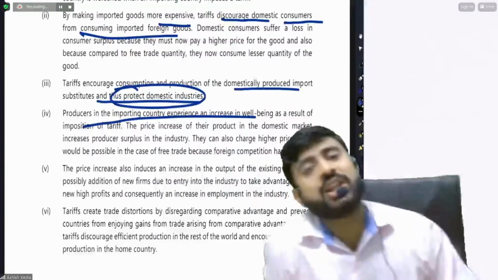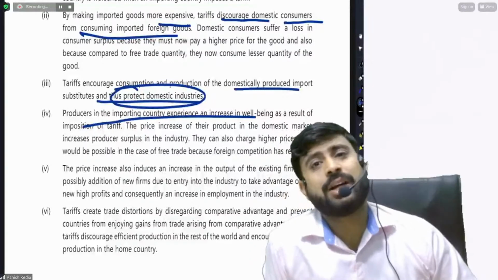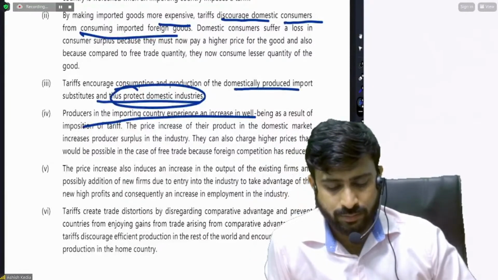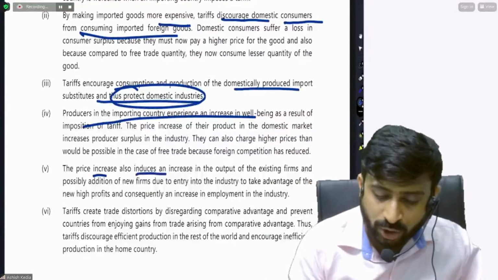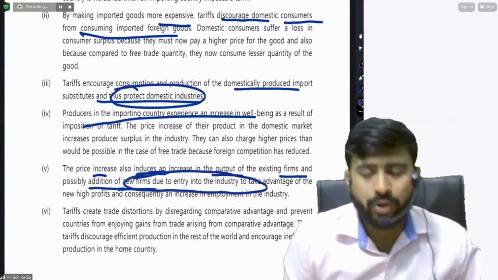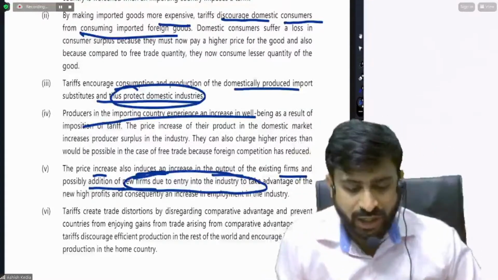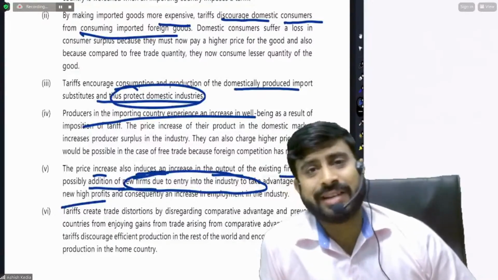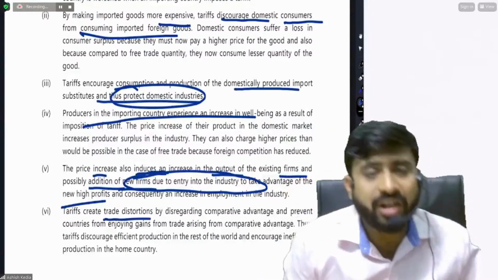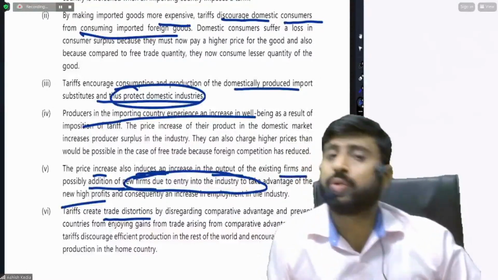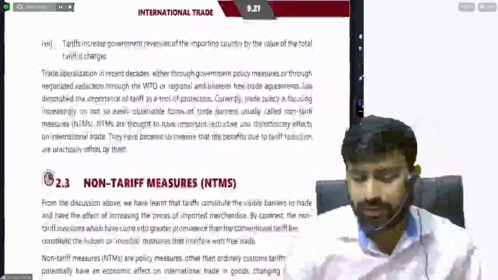Producers of the importing country experience some benefit as their business is protected. The price increase also induces an increase in output of the existing firms and possibly addition of new firms due to entry into the industry to take advantage of new high profits. New businesses start coming in and finally create trade distortions. You remember those anti-dumping duties and countervailing duties? It is talking about that.